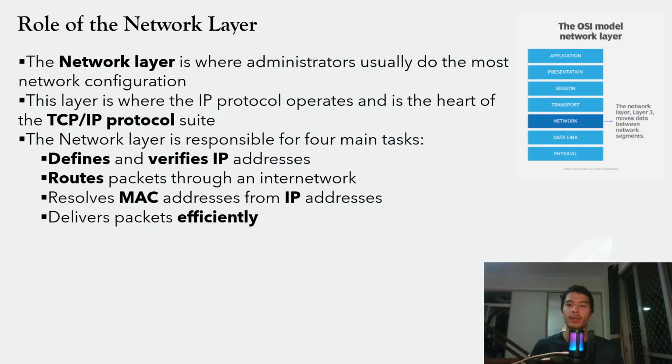Next slide. The role of the network layer, this is what we need to understand in order to understand the Internet Protocol. The internet layer is where the administrators usually do the most network configuration. This is the layer where the IP protocol operates, and it's the heart of the TCP/IP protocol suite. The network layer is responsible for four main tasks: it defines and verifies IP addresses, routes packets through an internetwork, resolves MAC addresses from an IP address, and delivers packets effectively.